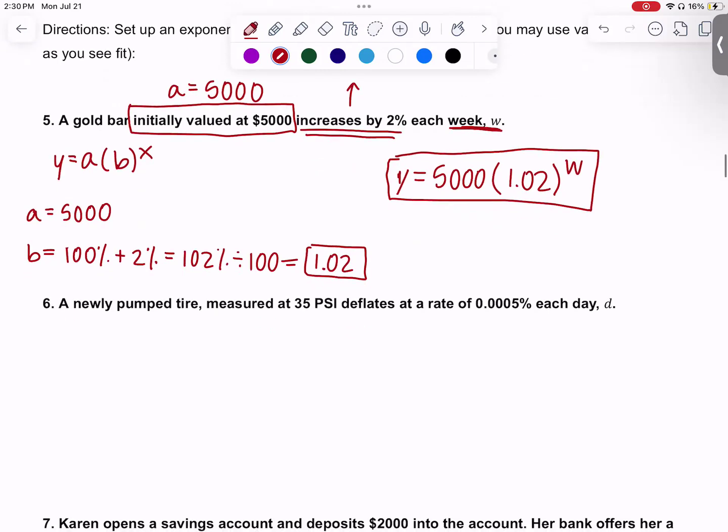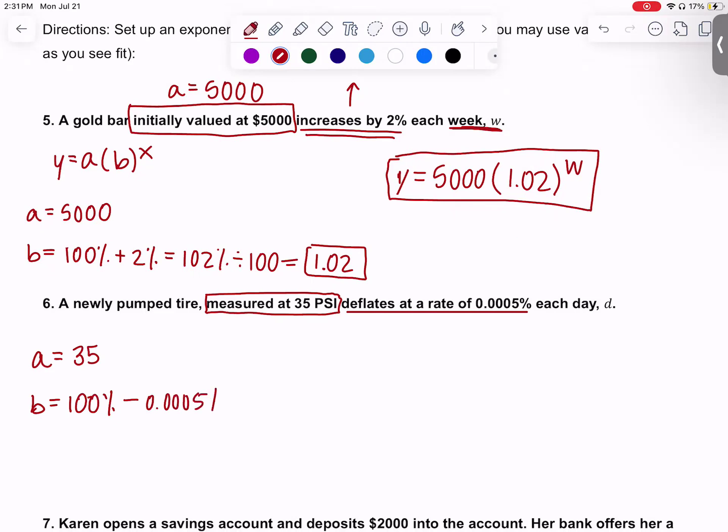A newly pumped tire measured at 35 psi, box that, deflates at a rate of 0.0005% each day. Deflates at a rate of, block percent. Underline that. We know that A is 35 and B is 100% minus 0.0005%.